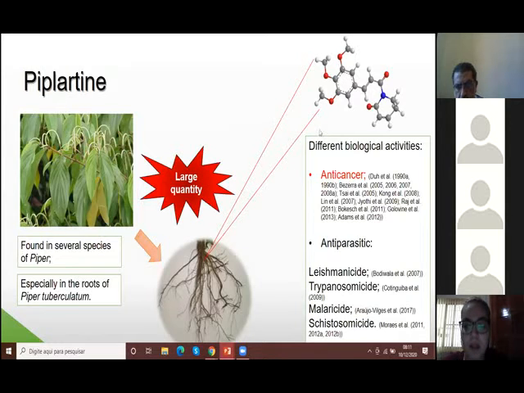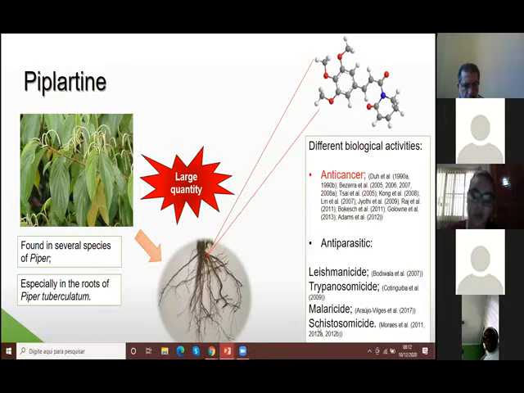Piplartine has a register of different biological properties, mainly anti-cancer, against Leishmania, Trypanosoma, and Plasmodium, the parasite that causes malaria. Based on this literature, we tested it against Schistosoma, and we registered two.